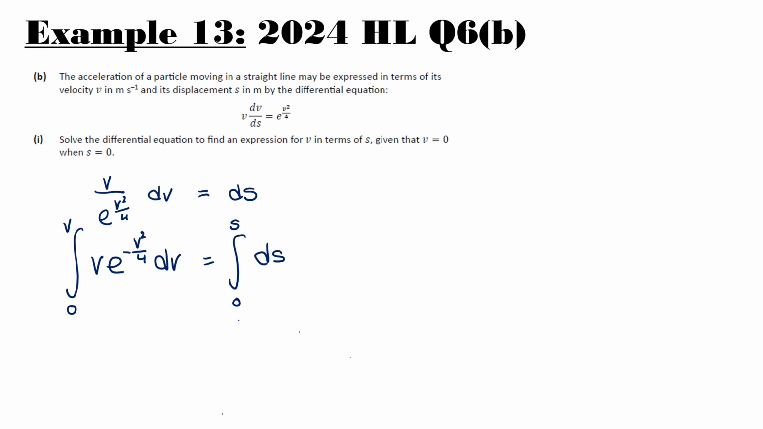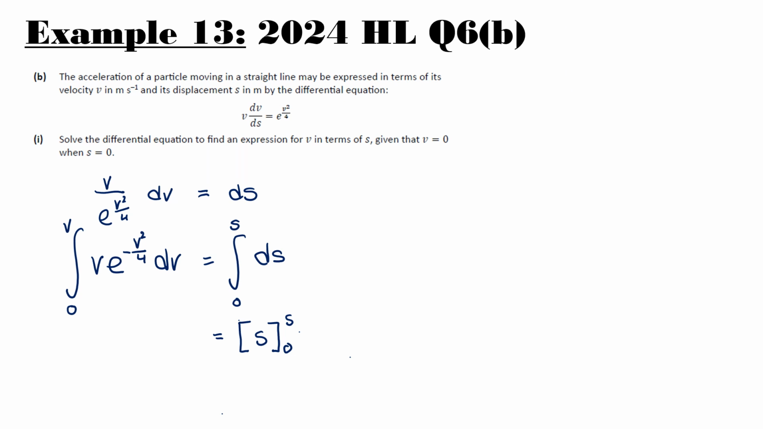Now, the right-hand side is very straightforward. We are getting s and evaluating it between 0 and s. The left-hand side is a little bit trickier. So we do have a v and an e to the power of v squared over 4.